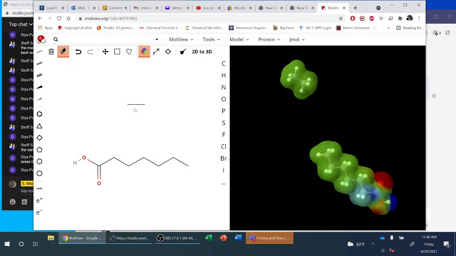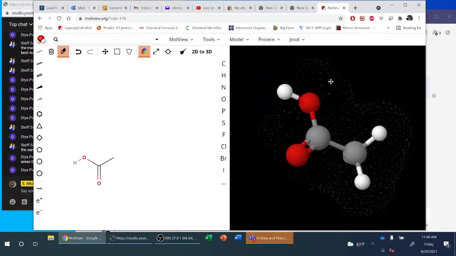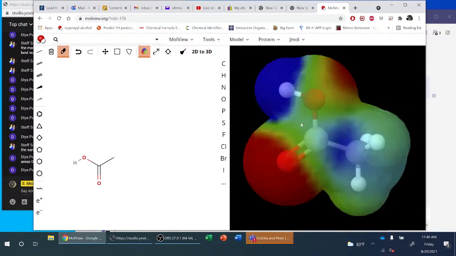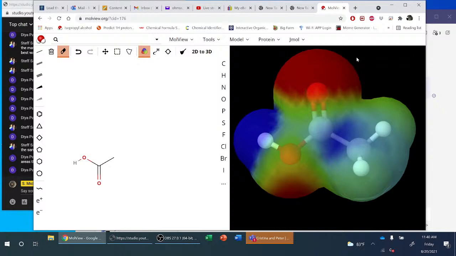Now, if I clip off everything, and then I do my ESP map again, you can see that this is definitely a polar molecule. There is some green just because you have the transition between blue and red, which is going to be that green color. But you're not going to see large areas of green here. This is definitely a very polar molecule.